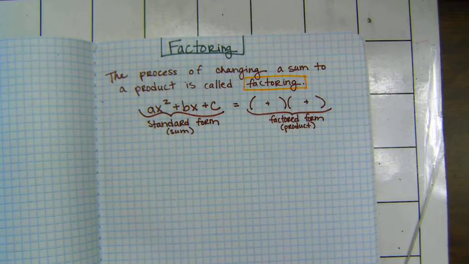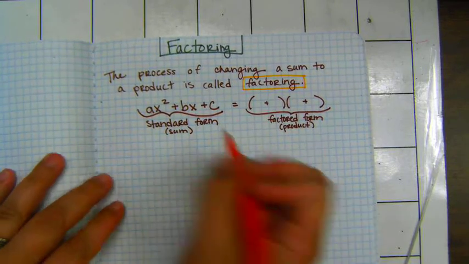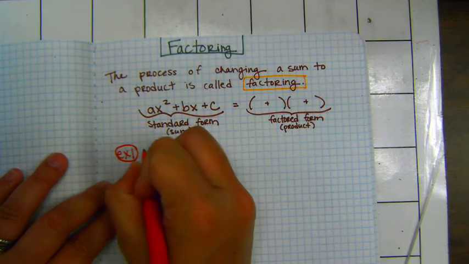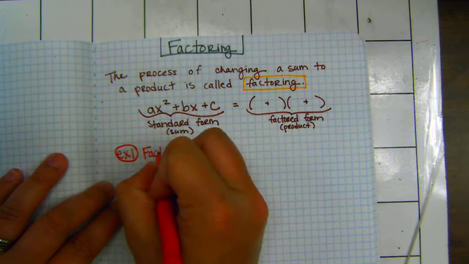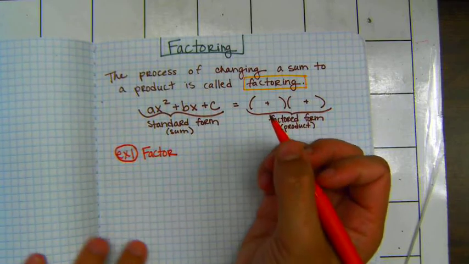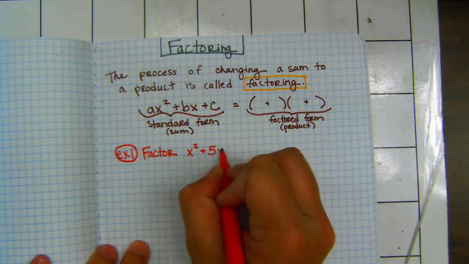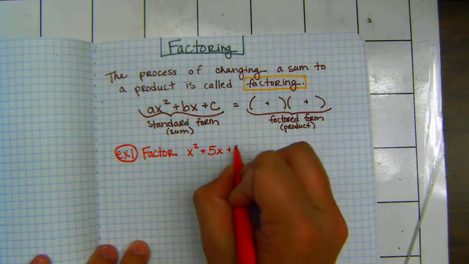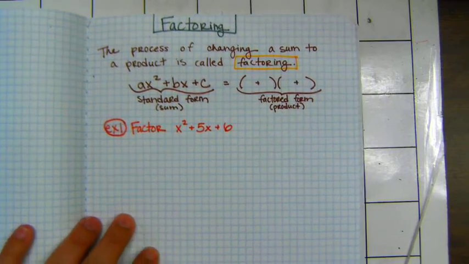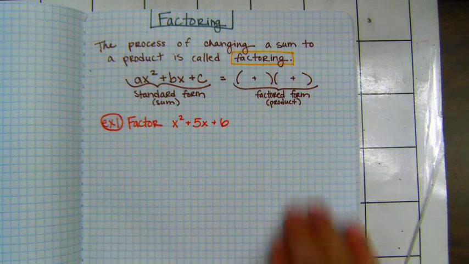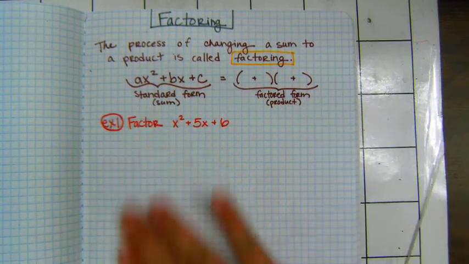Okay, so our example 1 is going to be to factor x squared plus 5x plus 6. Okay? And we're going to go through this step by step. Okay, so I'm going to be writing steps over here, and I'm going to be writing the work over here. That way, when you have to do your own examples, it's really clear what you have to do. Okay?